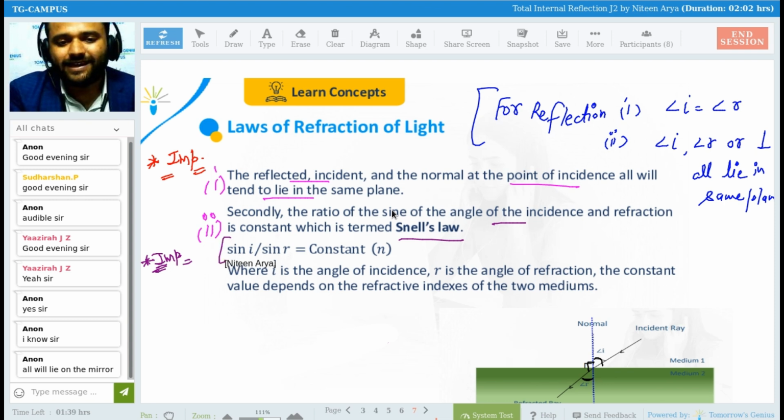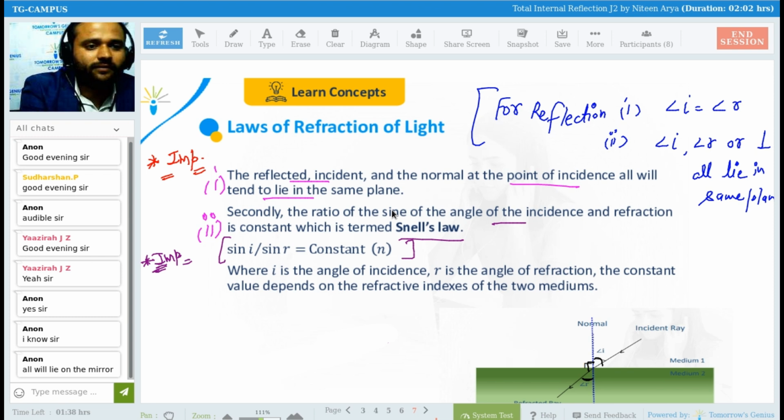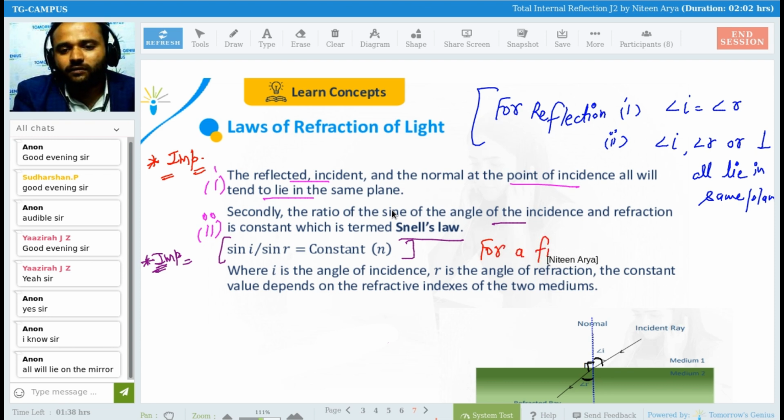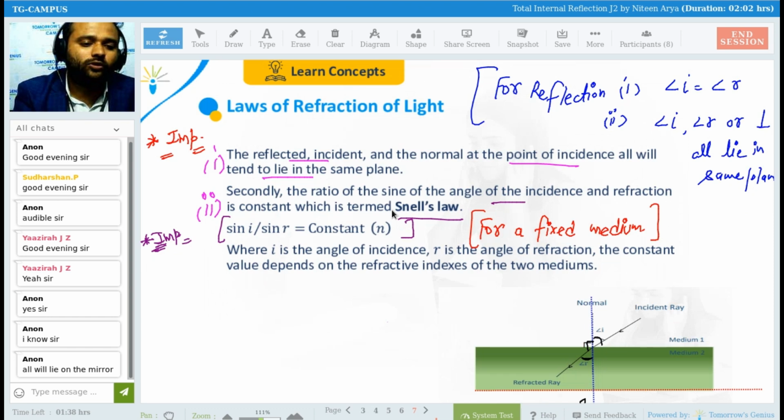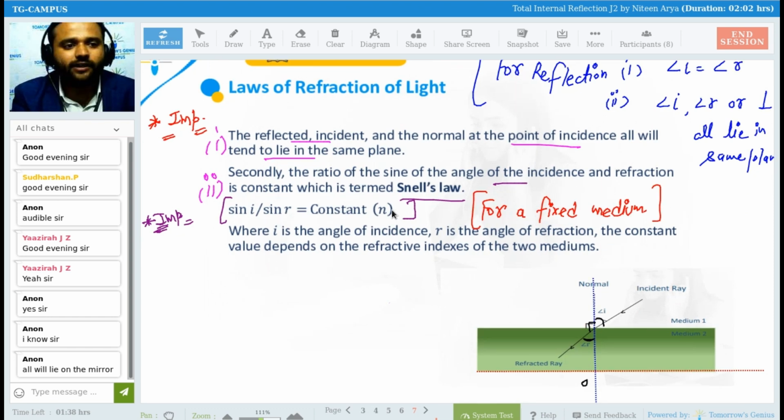So sin i by sin r is a constant n, and I cannot give you the theoretical proof of that because it is experimentally proven. Whenever we fix the sine of the angle of incidence to the sine of the angle of refraction for a fixed medium, the important note here is that it is constant only for a fixed medium. It is not the same from air to water and air to glass. Air to glass is something else, air to water something else. Clear? And that constant is basically the refractive index.